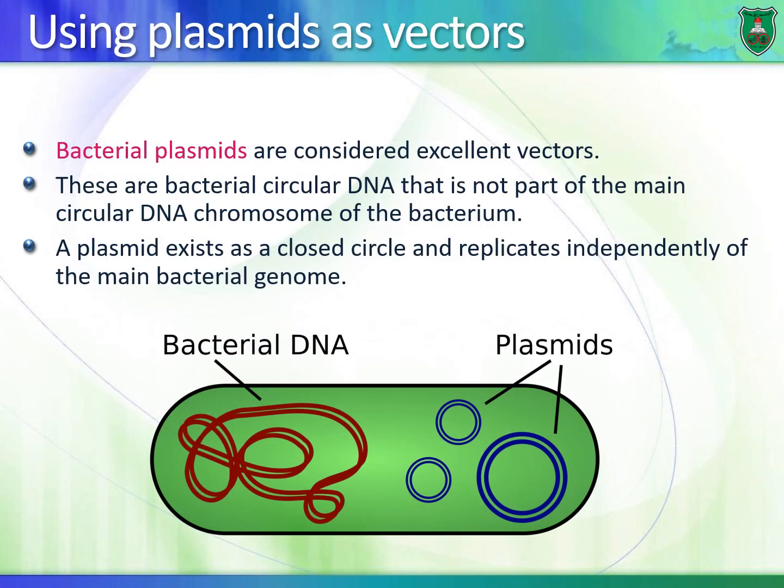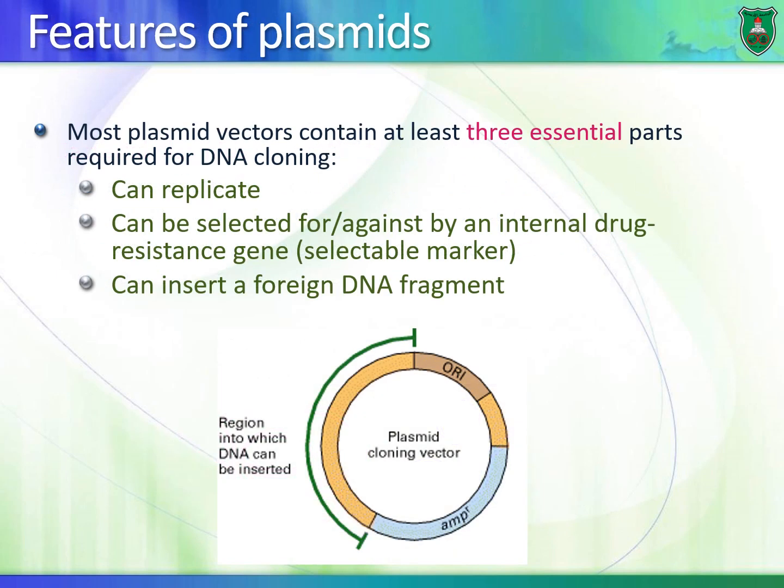So we use plasmids as vectors, as carriers. A bacterial cell would have one chromosome, but it can have multiple plasmids. Well, how can we make a recombinant DNA molecule? We have to choose the right plasmid, and the right plasmid must have multiple features.